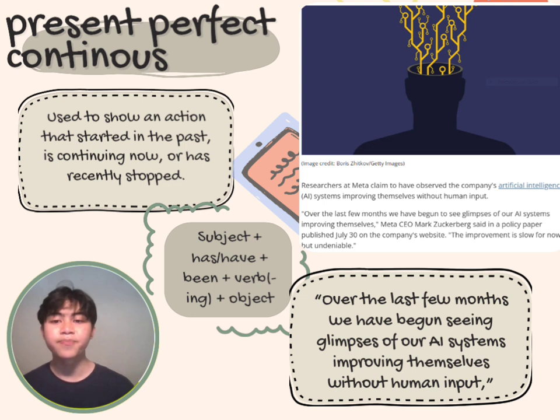has recently stopped. The formula for present perfect continuous is subject plus has or have plus been plus verb ing plus object.